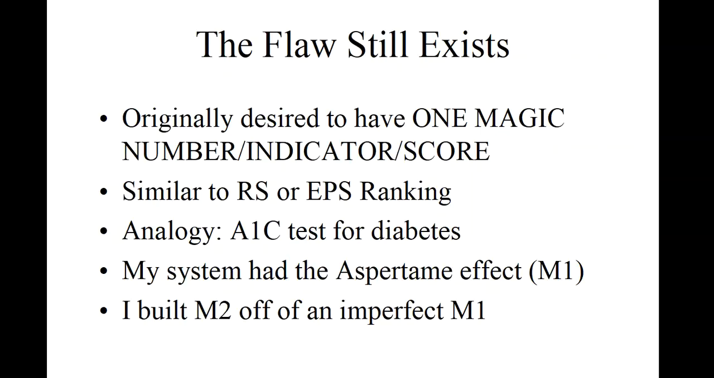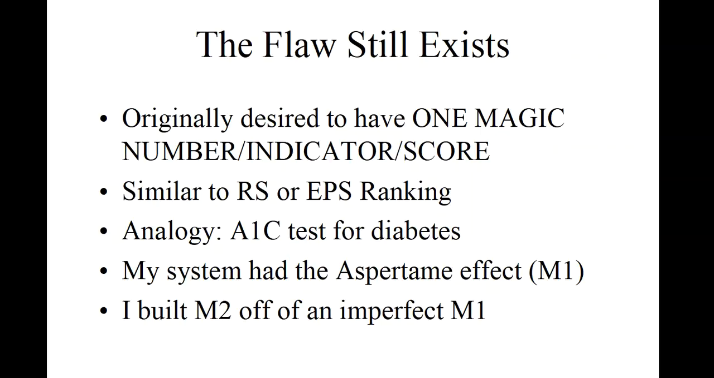And later, I built another indicator called M2. So the analogy is, what are M1 and M2, Magic 1 and Magic 2? It's similar to an A1C test for diabetes. What does that tell you? That tells you how bad your disease is, right? How good or bad. My system still has that screwed up mistake in the M1 calculation, but it ended up being a beautiful mistake that turned out to be super predictive and super profitable.